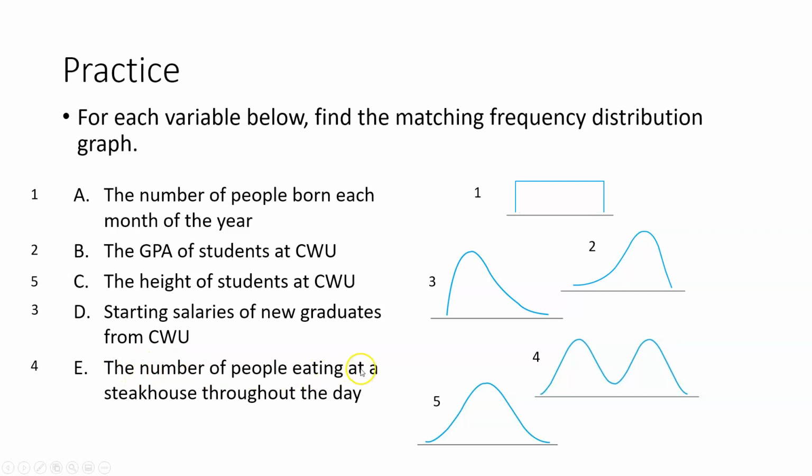Finally, the number of people eating at a steakhouse throughout the day might be bimodal, like you'd see a peak for lunch, and then around about 3 or 4 in the afternoon you'd see a valley, and then you'd see a peak again at dinner time when more people come through. So this might reflect like noon and 7 p.m., something like that.